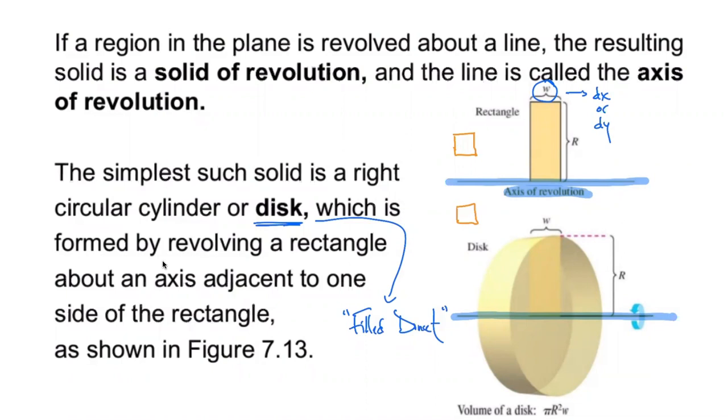Okay. And so one thing to keep in mind here is if our rectangle touches our axis of revolution, we're going to end up with a disk. Whereas if our rectangle does not touch the axis of revolution, we'll end up with a washer. Okay, so two different scenarios that we're going to be visualizing here.